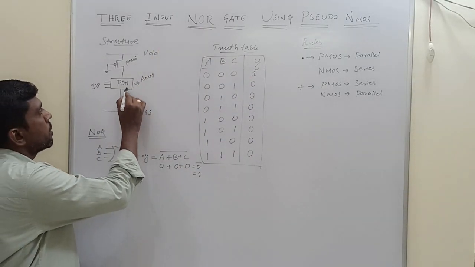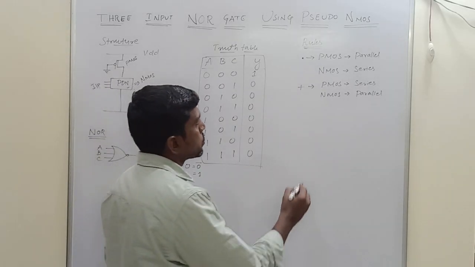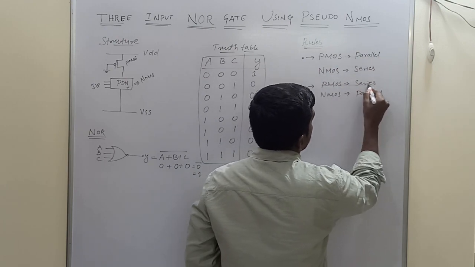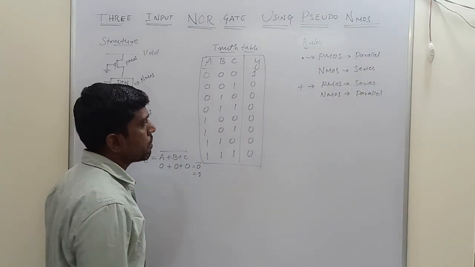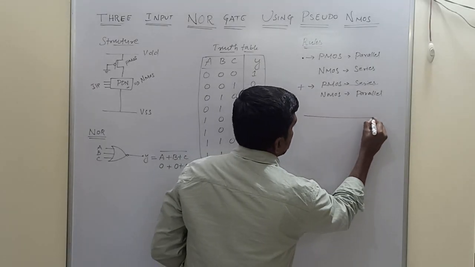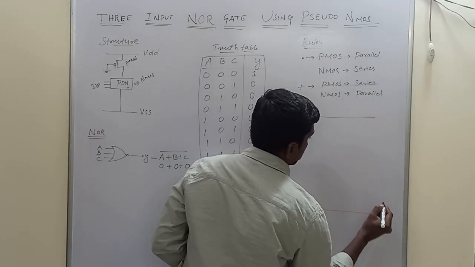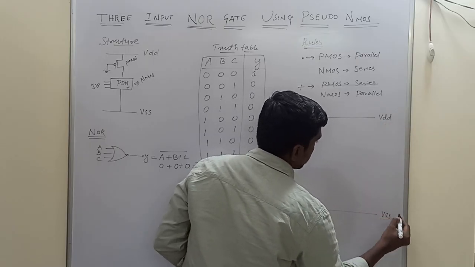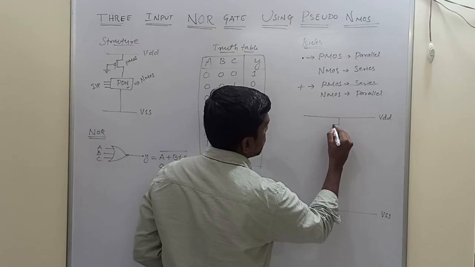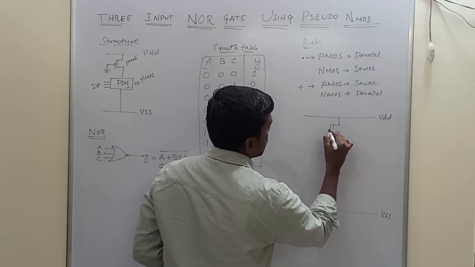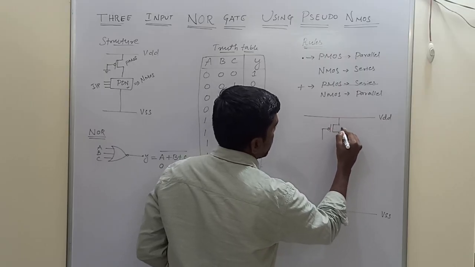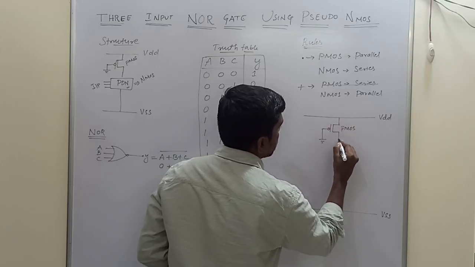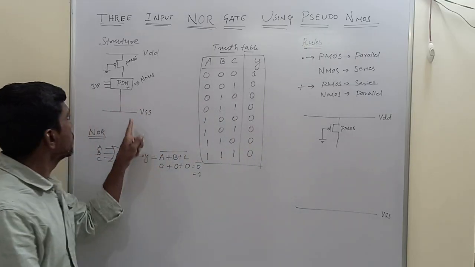In this structure we have only the pull down network. The pull down network consists of NMOS transistors. I just ignore this PMOS transistor connection. As usual, you draw VDD and VSS. Then the pull up network, the PMOS transistor. The gate is connected to ground. Next, the pull down network.